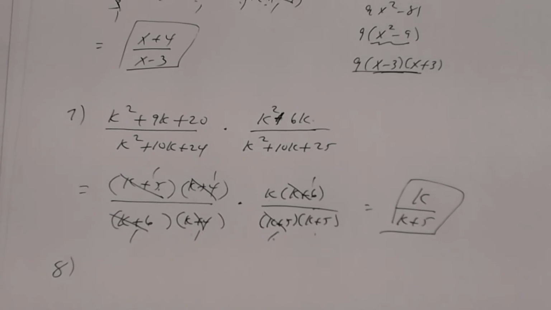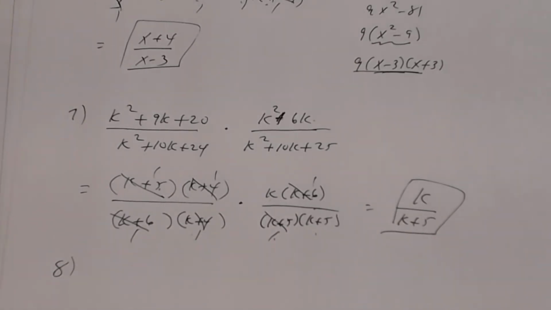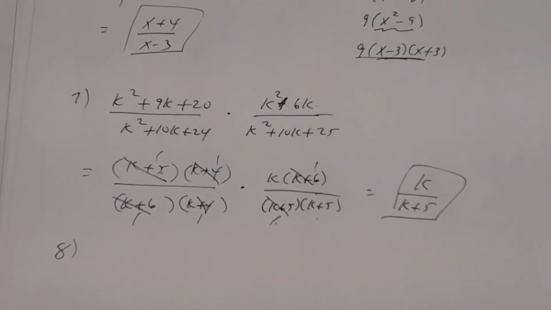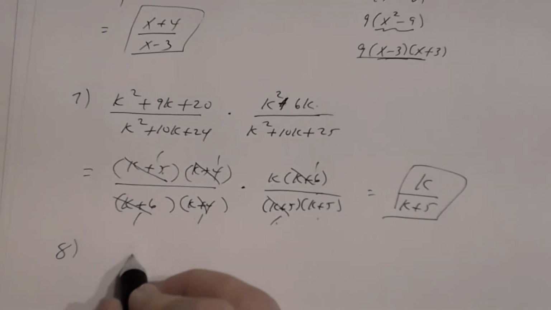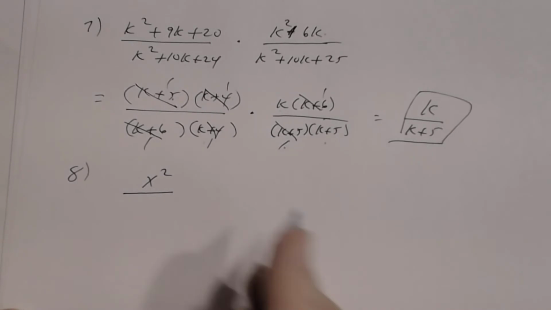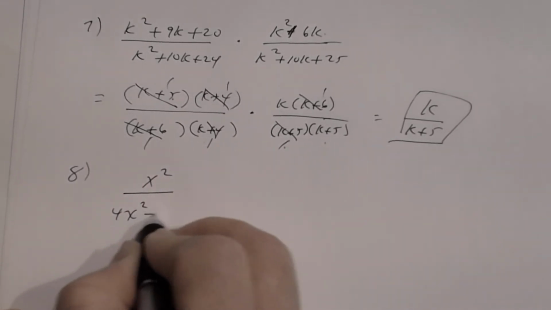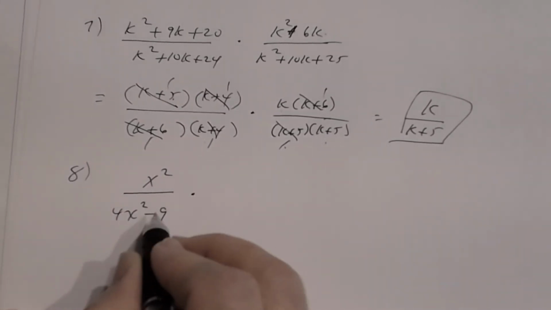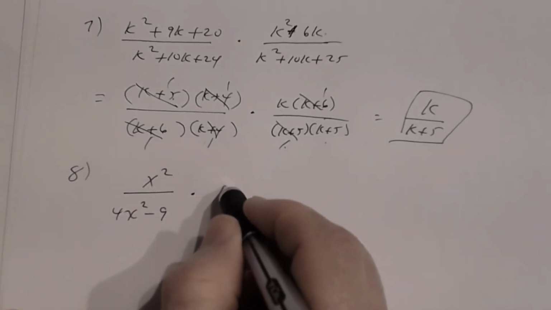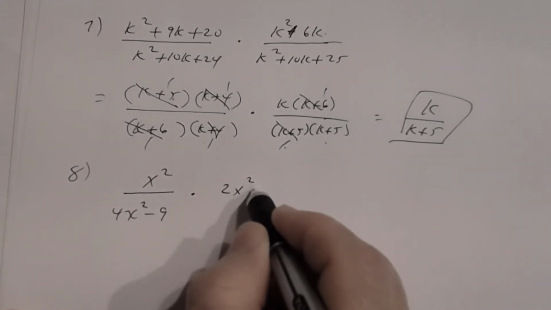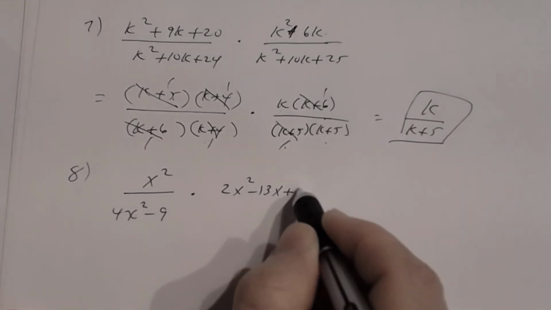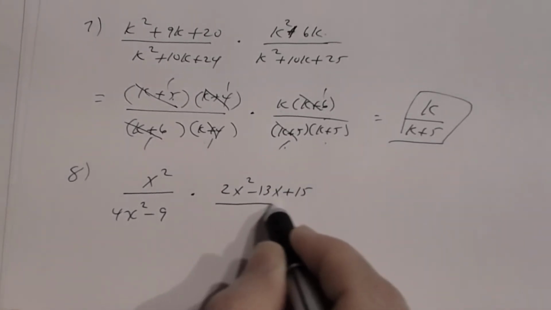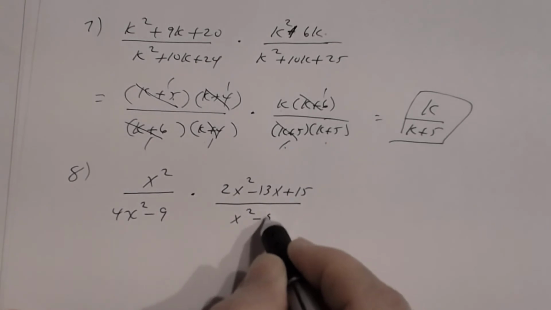Just you have enough experience with quite a few problems from the previous topic, so that's supposed to help you with this. Okay, number 8, we have x squared divided by 4x squared minus 9. So that rational expression is being multiplied by this one, and that is 2x squared minus 13x plus 15 divided by x squared minus 5x.